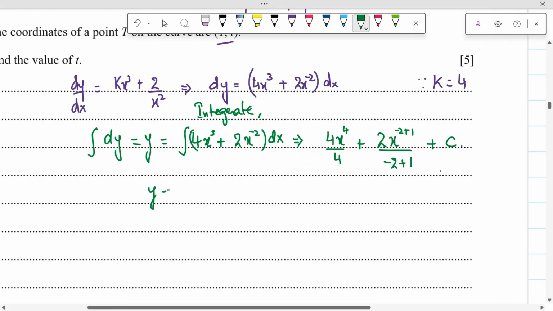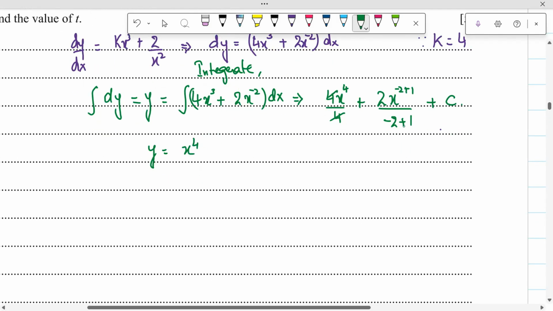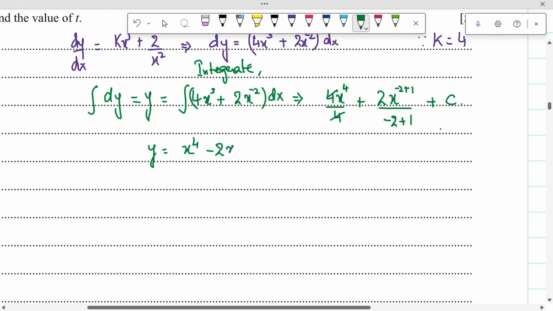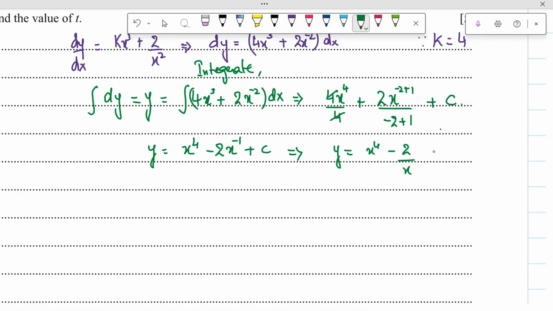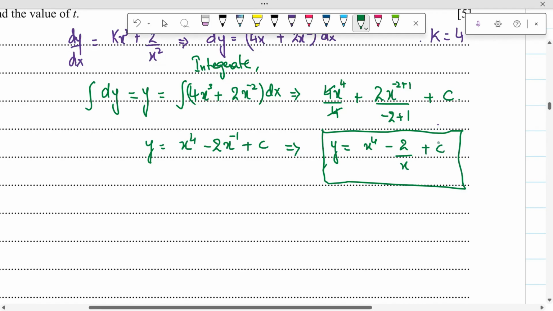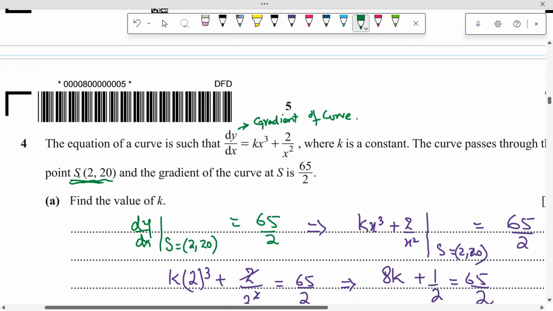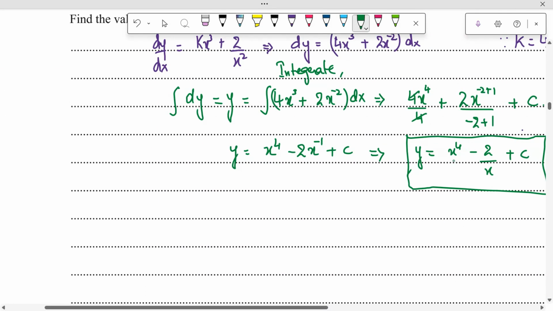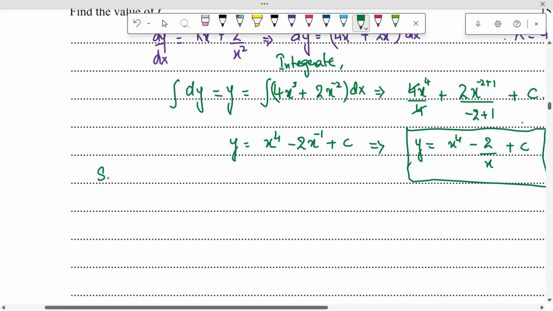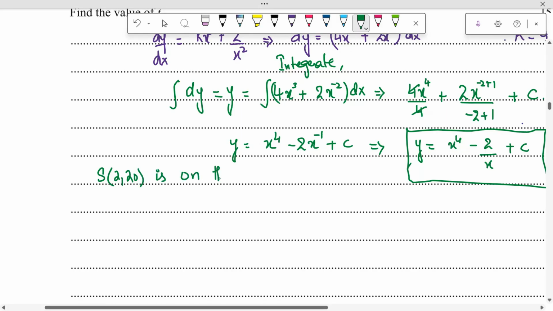So y = x^4 - 2x^-1 + c, or you can write y = x^4 - 2/x + c. This is the equation of the curve, but we don't have the information about c, so we need to find the value of the constant c. We know that S passes through the curve, so it will also satisfy the equation of the curve. So S, which is (2, 20), is on the curve.